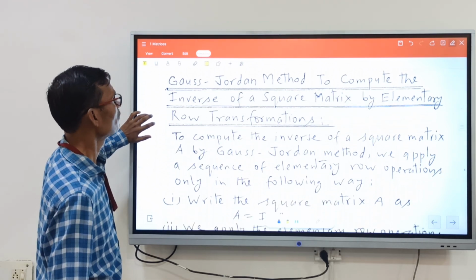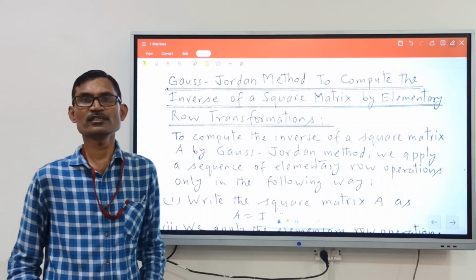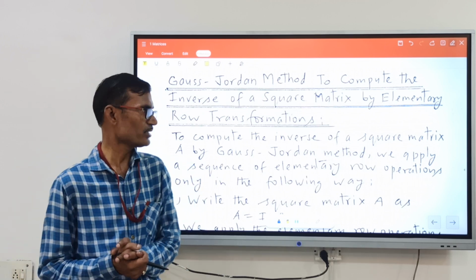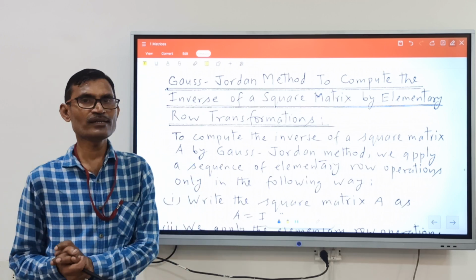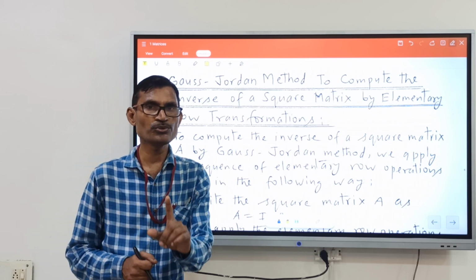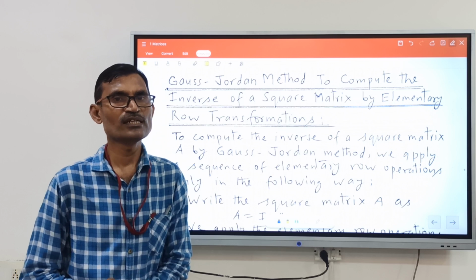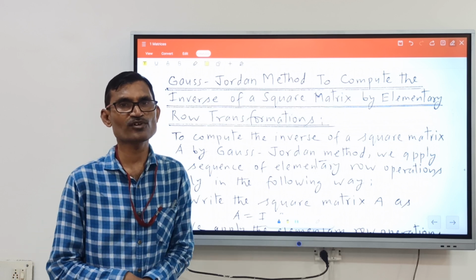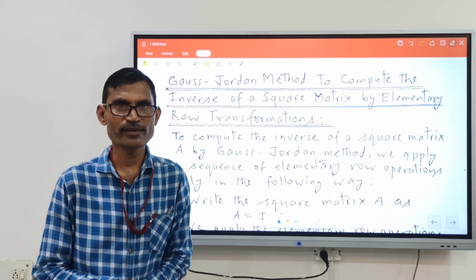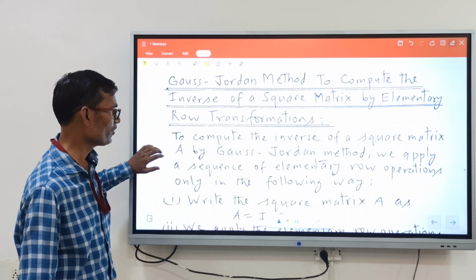So this is the Gauss and Jordan method, which is used to compute the inverse of a square matrix by using the elementary row transformation. It is to be noted that we have to use only and only elementary row transformations, not a single column transformation is allowed here. We have to make sure of it. So what are the steps?